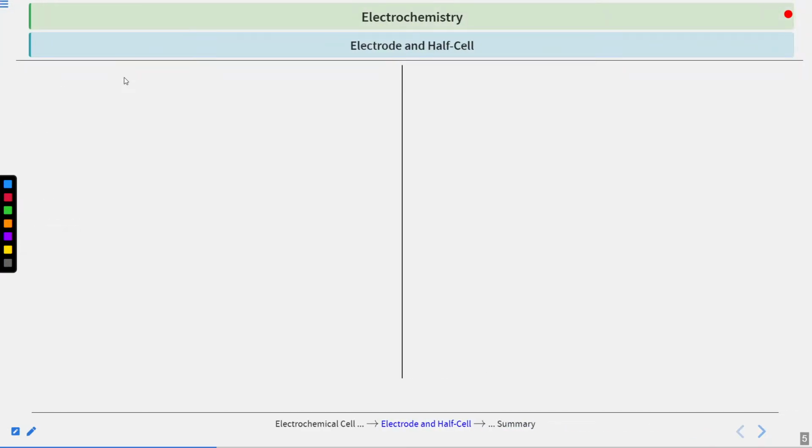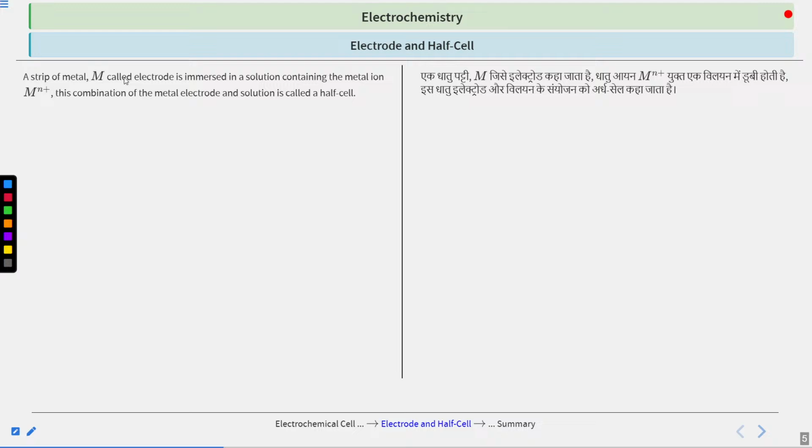Starting from electrode and half cell. First of all, look at the structure. Whenever you have a metal M, a strip of metal M, you dip it into the solution, and that strip of metal is called the electrode. The solution contains M^n+, which is an ion of the same metal. This combination of the metal electrode and the solution is called a half cell. Basically, you take a container, you take the solution having a metal salt, and the metal is taken as the electrode.